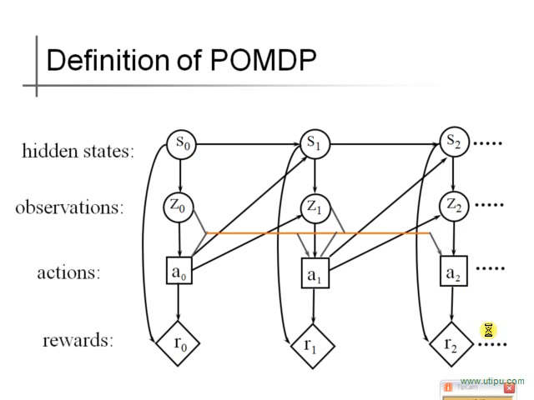Similarly, Z is only affected by S. So the first observation is only affected by the first state, not the action you're going to do in that state. And the action itself, the first action you do, has to be just dependent on the observation, nothing else. It can't depend on the state because it doesn't know the state.